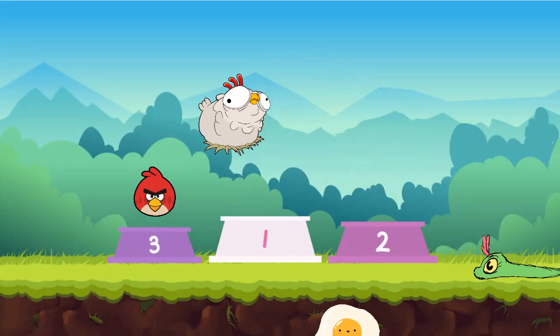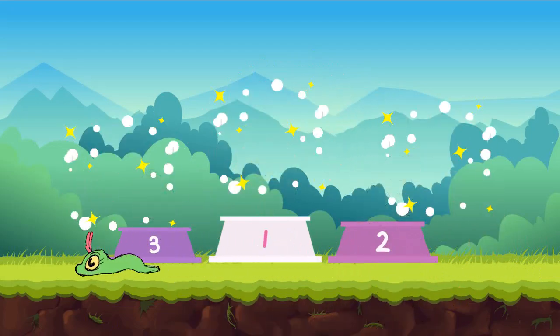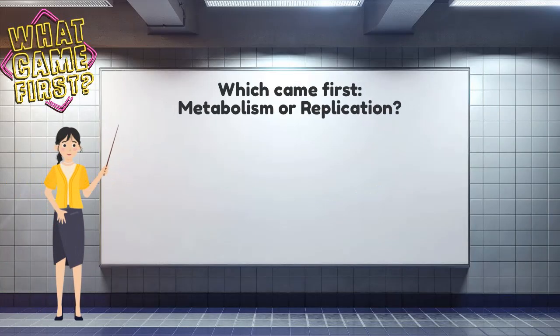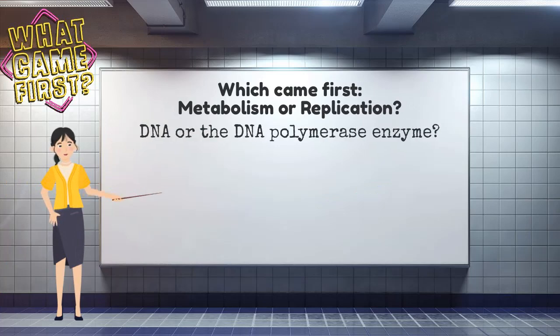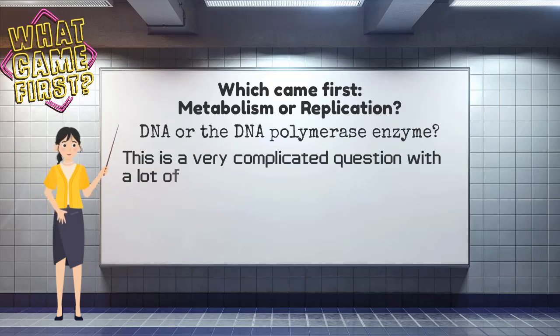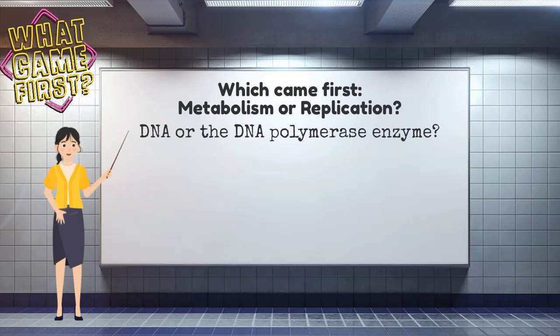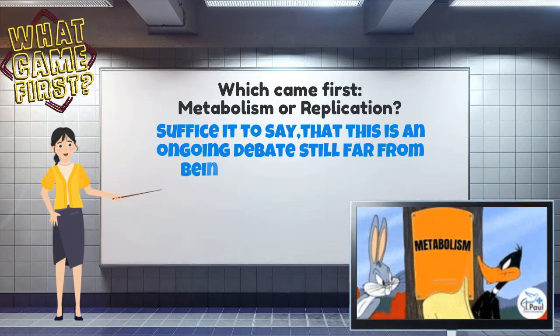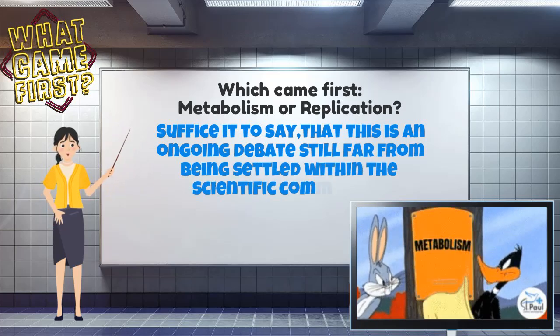So, these basic components have a few chicken or egg kind of problems. Firstly, which came first, metabolism or replication? DNA or the DNA polymerase enzyme? This is a very complicated question with a lot of scientific study involved. Suffice it to say that this is an ongoing debate still far from being settled within the scientific community.